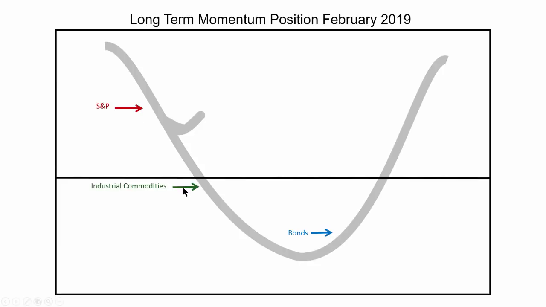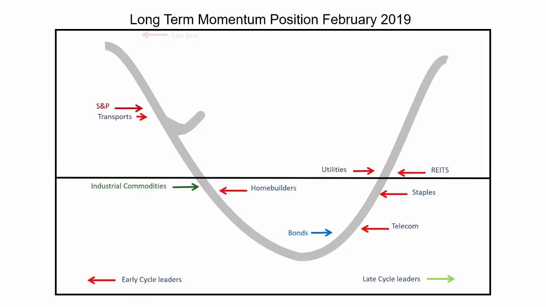So now we're going to put up the early cycle leaders and the late cycle leaders. Let's start with the early cycles. Here you can see that you've got a couple, utilities and REITs, above zero and rising. Then you've got a couple more following up with staples and telecom. And then a number of early cycle leaders are still correcting the excesses of the previous bull move that we had.